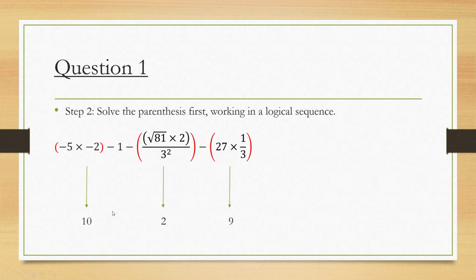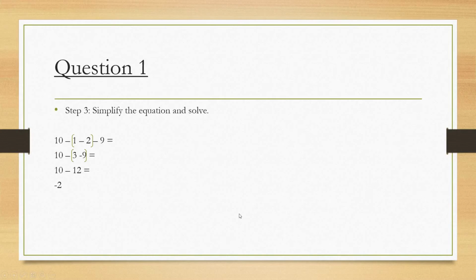After this, we need to be able to solve the full question. And now we have the results of 10, 2, and 9. So now we simplify the equation and we solve it. So 10 minus 1 minus 2 minus 9 equals 10 minus 3 minus 9, which then we have 10 minus 2, which the final answer is -2.